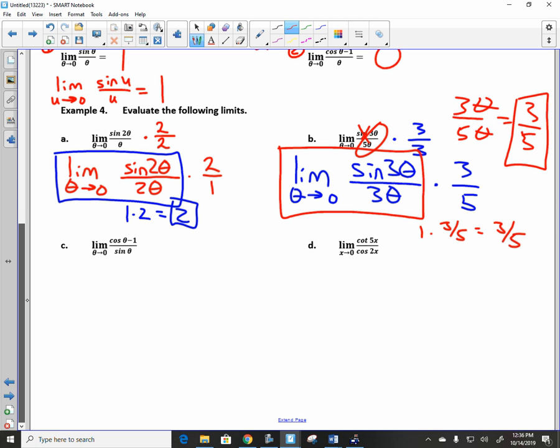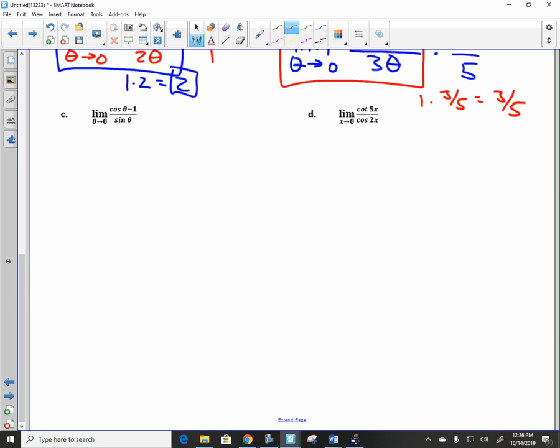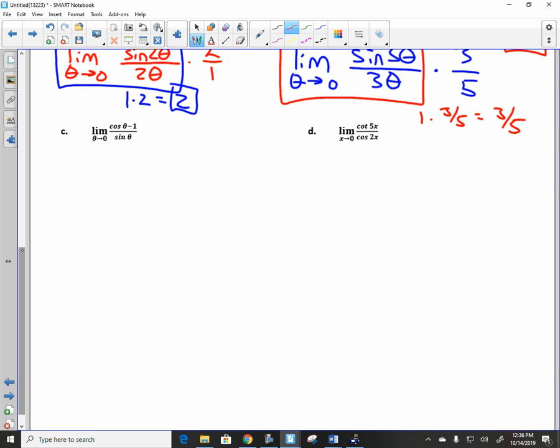All right, so next one's a little bit more difficult, isn't it? That is. In fact, I've got this little cosine of theta minus 1. What would I want in the denominator? I would want a theta, correct? So we're gonna try to create that. The limit as theta goes to 0 of cosine of theta minus 1 over sine of theta. Now, you said you wanted what in the denominator? Thank you.